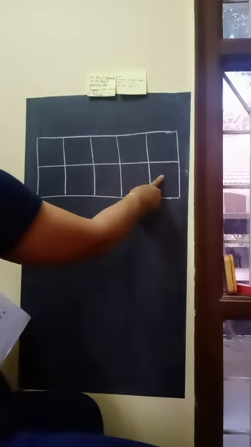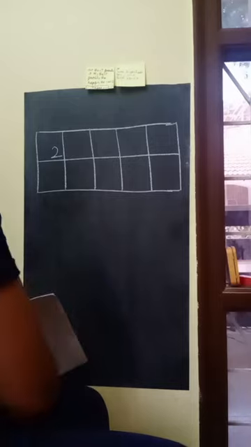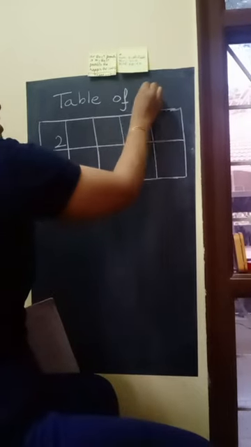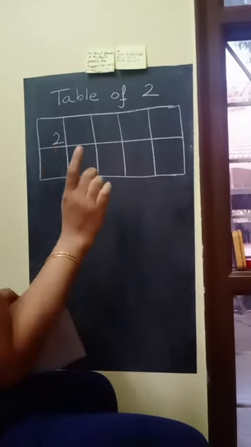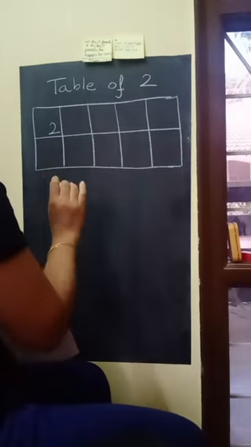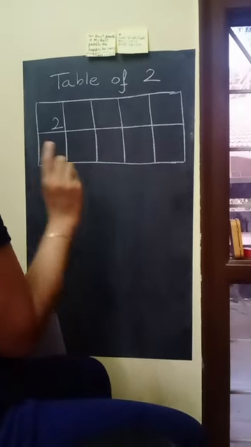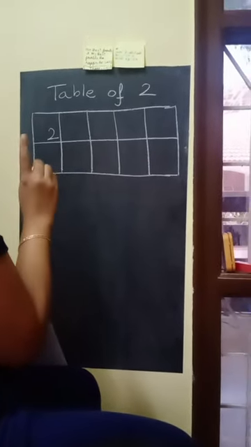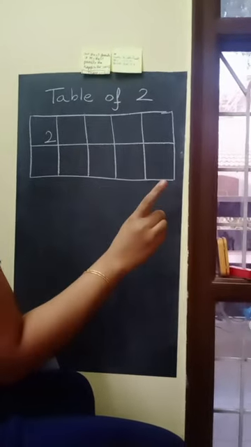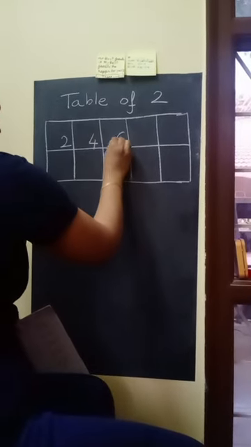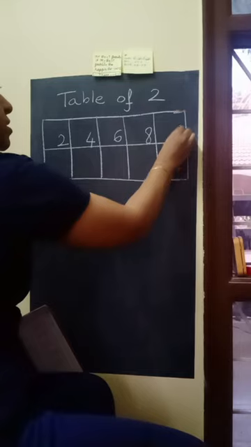Okay. Now what will we do? First we will write 2. Now we will do the table of 2. In this table of 2, we will do only the even numbers. Do you know all the even numbers? 2, 4, 6, 8 and 0. So we will write that only. 2, 4, 6, 8, 0.